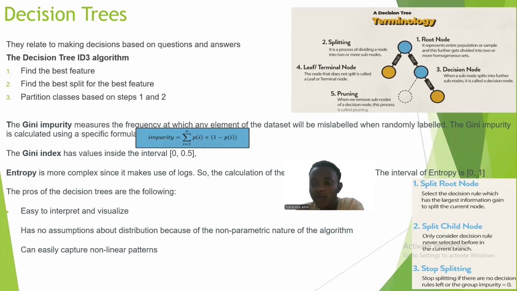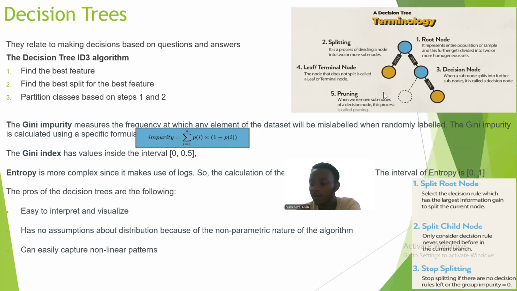And then now the decision node. When a subnode splits into further subnodes, it's called a decision node. From the root node, you get 2 subnodes. So when a subnode gets split into further subnodes, that is called a decision node. If it can't be split further, it's called a leaf or a terminal node, as we've explained here.